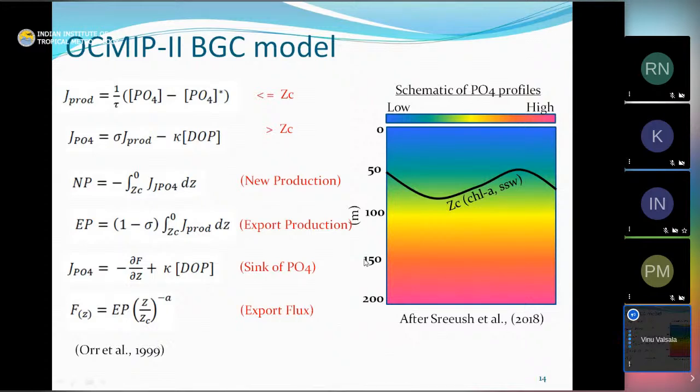So for that reason, we have modified it in our own research. So we have a spatially dependent chlorophyll light dependent compensation depth. This is the depth over which the production happens, or you can say this is the depth at which the community respiration balances the total production. So that is very sensitive in the model to get the biological pump properly.